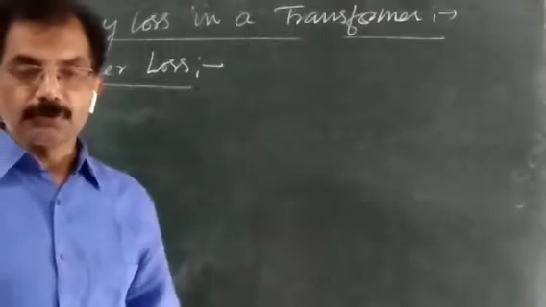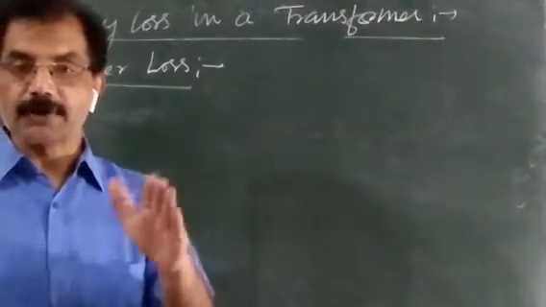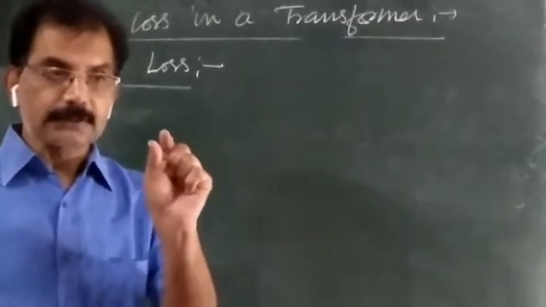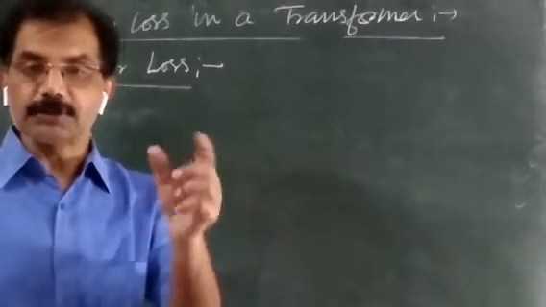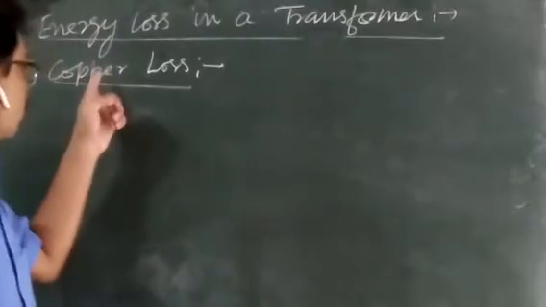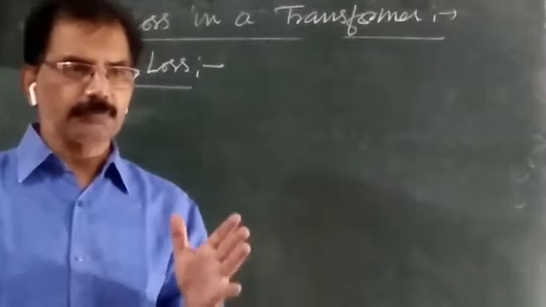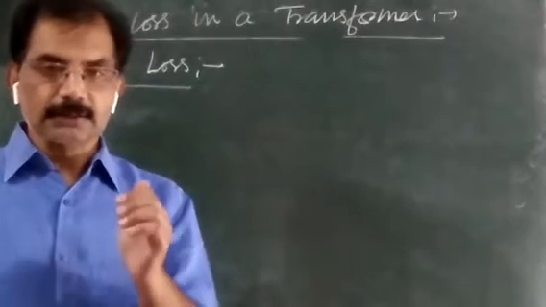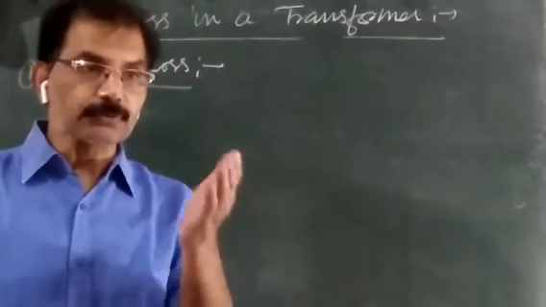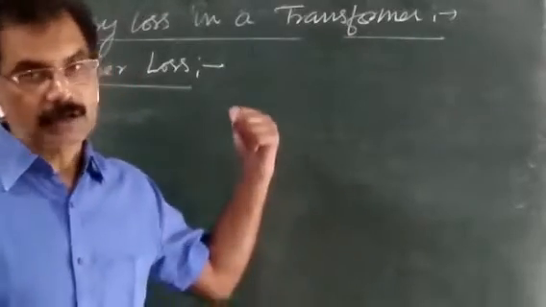Copper loss. When alternating current is passed through the primary and secondary coil of a transformer, then in the copper wire some heat energy is produced, and the loss of that heat energy is called copper loss. So simply you can say copper loss means when alternating current is passed through the primary and secondary coil, then in the copper turns some heat is produced, and that loss of heat is called copper loss.